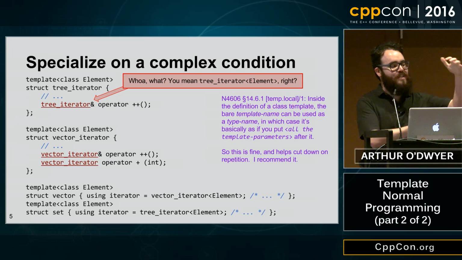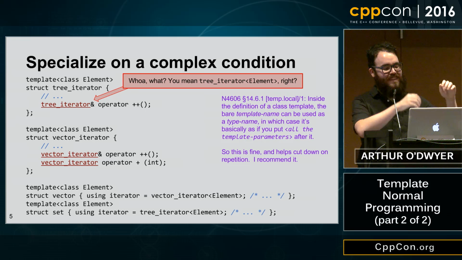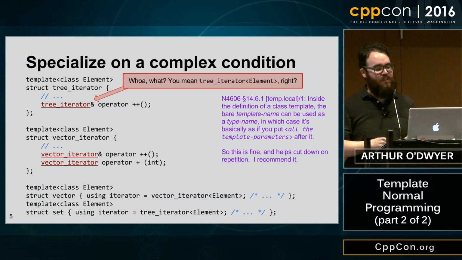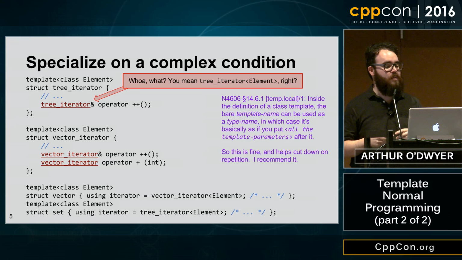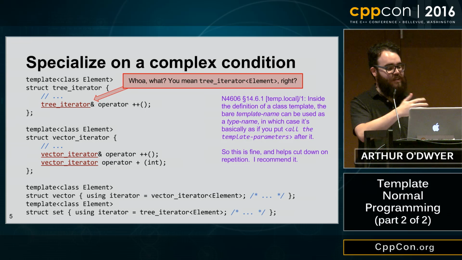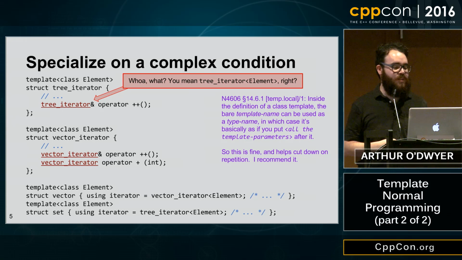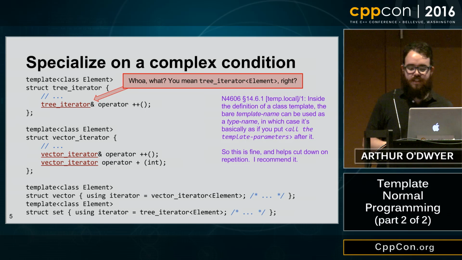Right? I'm inside the definition where I've got my template parameters, like element. So tree iterator implicitly means tree iterator of element, because I happen to be inside the definition itself of tree iterator of element. This is known as, I'm going to say it's an injected class name, and I'm probably pretty close to right.